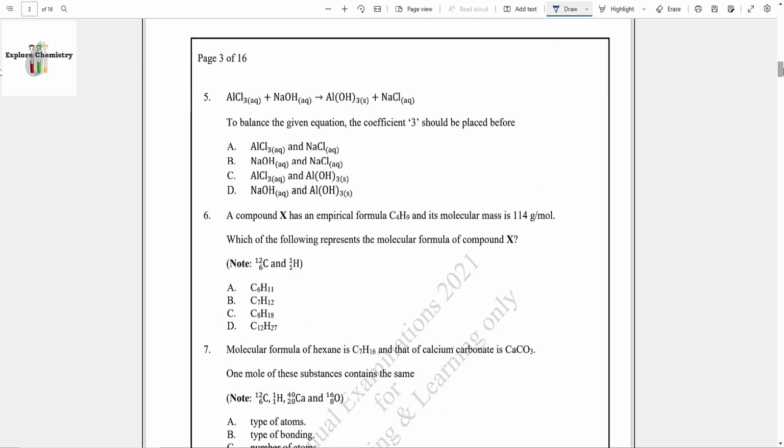Number 5. To balance the given equation, the coefficient 3 should be placed before. We need to balance chlorine here, so we need to balance NaCl with a 3 coefficient, and NaOH also with a 3 coefficient. So NaOH and NaCl with 3 is written in option B. Therefore it is the answer.